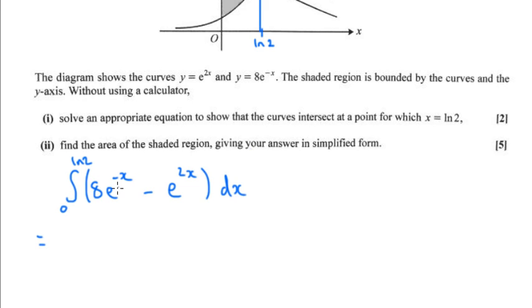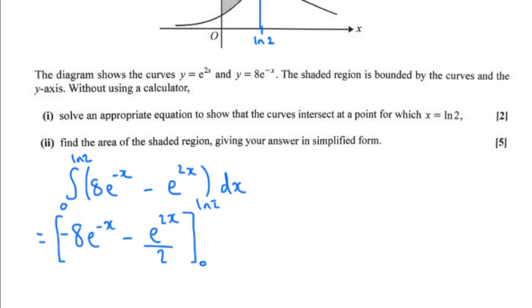So if we do the integration, we've got an e to the power of negative x. So when we integrate that, we're going to get e to the negative x again, but we're also going to need to divide by, because we're integrating the number in front of x, which is -1. Dividing by -1 is the same as timesing by -1. So we get -8 e to the minus x. If we integrate this one, we're going to get e to the 2x, but we're going to need to divide by 2.